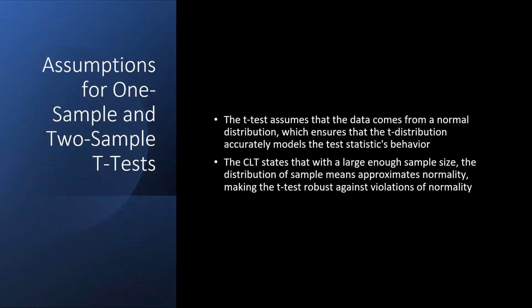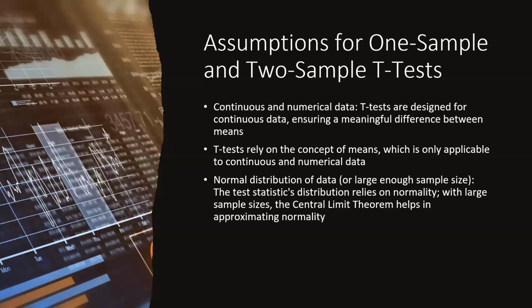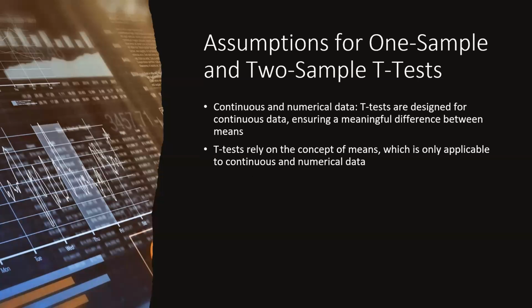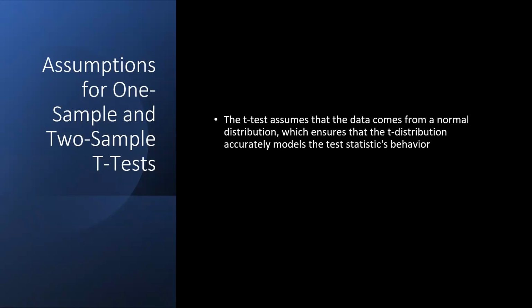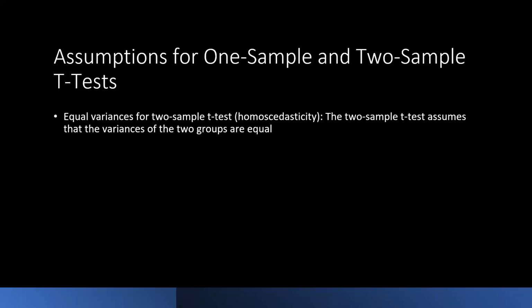Okay, so let me go back here. Let me just say it like this. For the one sample t-test, we definitely need a simple random sample, our data is continuous, and the population from which the sample is drawn is normally distributed. For the two sample t-test, you're also going to need equal variances. We call that homoscedasticity. I could usually say that, but for some reason it's difficult now. So the two sample t-test assumes that the variances of the two groups are equal.